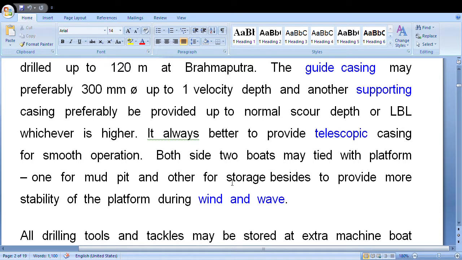We provided two boats, not only to use them as a bentonite mud pit or some storage, but also to provide more stability to the platform during wind and waves. In water bodies, in a river, the wind force is much higher than on ground. Number one, both banks are covered, and from the water surface there is no resistance, so wind can easily move. Further, it will create some waves on the water body, so we have to face a double problem.